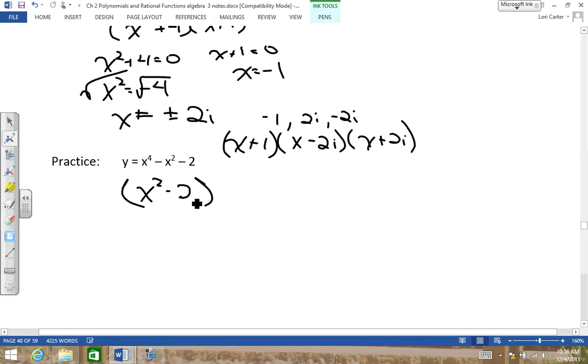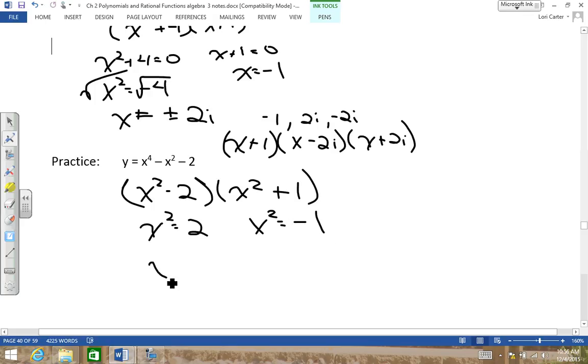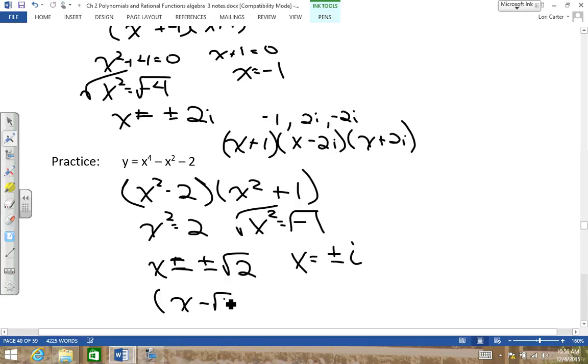x squared minus 2, x squared plus 1. So x squared equals 2, x squared equals negative 1. So we have x equals plus or minus the square root of 2, x equals plus or minus i. So we have x minus the square root of 2, x plus the square root of 2, x minus i, x plus i.